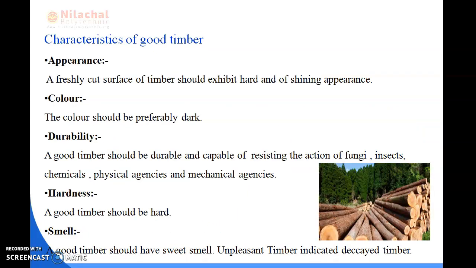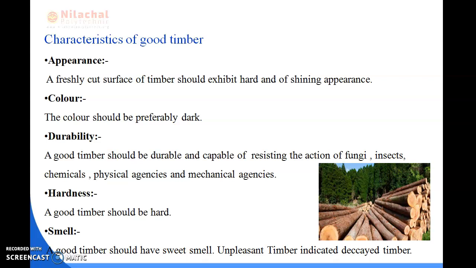Okay, first is appearance, color, durability, hardness, smell. Appearance means it will give a shining appearance. Color, the timber should preferably be a dark color. Durability, the timber should be durable and it should resist the action of fungi, insects or any type of physical and chemical agencies. Okay, so next is hardness. The timber should be hard. All of us know the wood is hard.